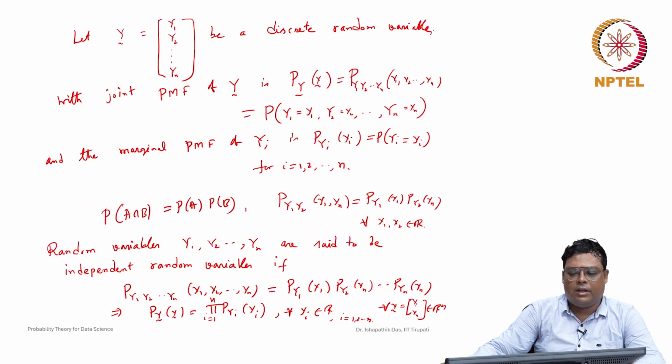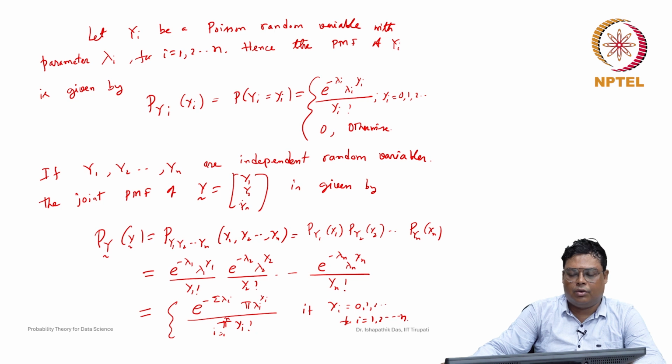Next we will discuss the continuous cases. When these random variables are continuous random variables, how can we discuss that they are independent? We have to discuss it with respect to their probability density functions.